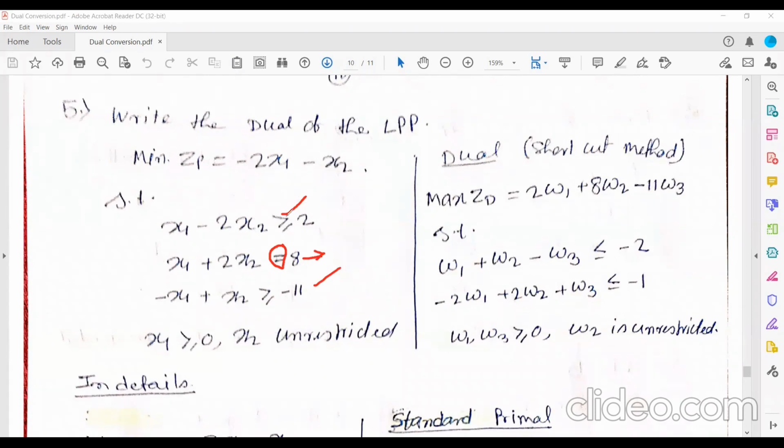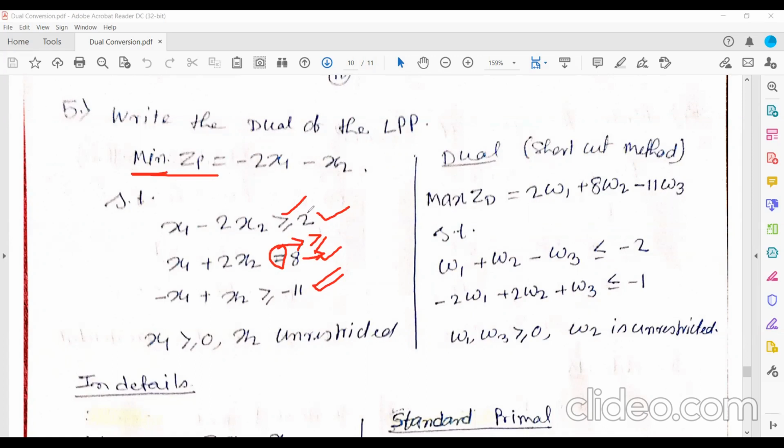Since it's a problem of minimization, all the constraints will be greater than or equal to. So this is greater than or equal to, and this is greater than or equal to. There is no problem in these two constraints. The problem is here. Since it is equality and the problem is a minimization problem, consider this as greater than or equal to. And if your problem is maximization, this will be less than or equal to, and if it is equality, consider it as less than or equal to. Is that clear?